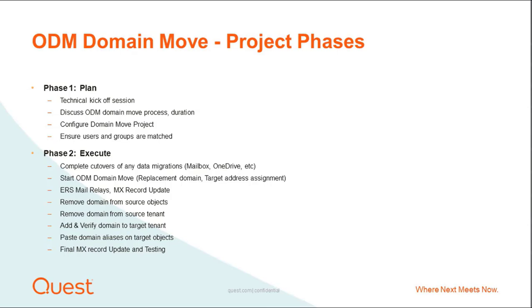A verification can be done by adding a text record to the public DNS. Once the domain is verified, the process will automatically move to the step of adding the addresses to the target objects. Once all addresses have been added to the target objects, then the process automatically moves on to the last step, and this would be the final MX record update step.